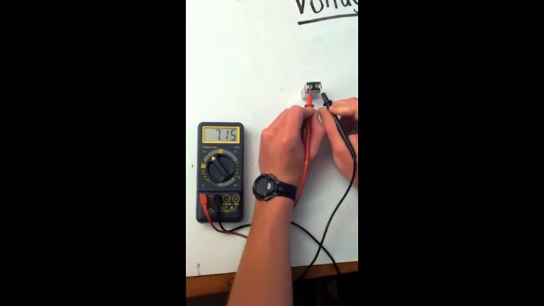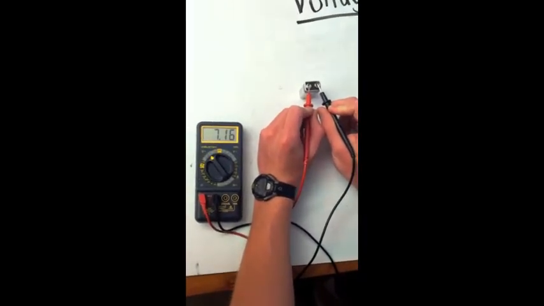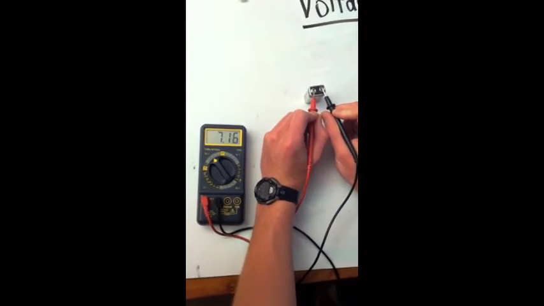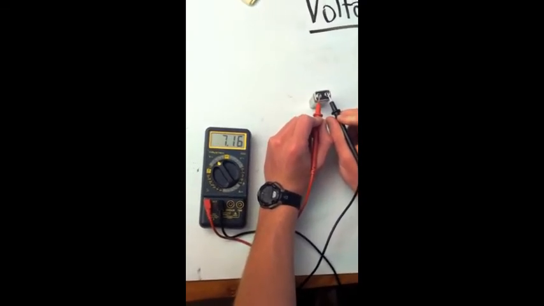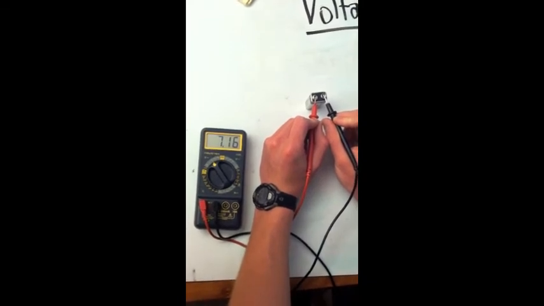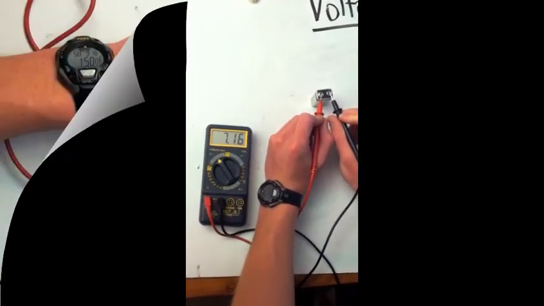Okay, so here I'm measuring the voltage across the two terminals of the battery. Although it's a 9-volt battery, it has been drained already, so there's only a difference in potential across the two terminals of 7.16 volts.